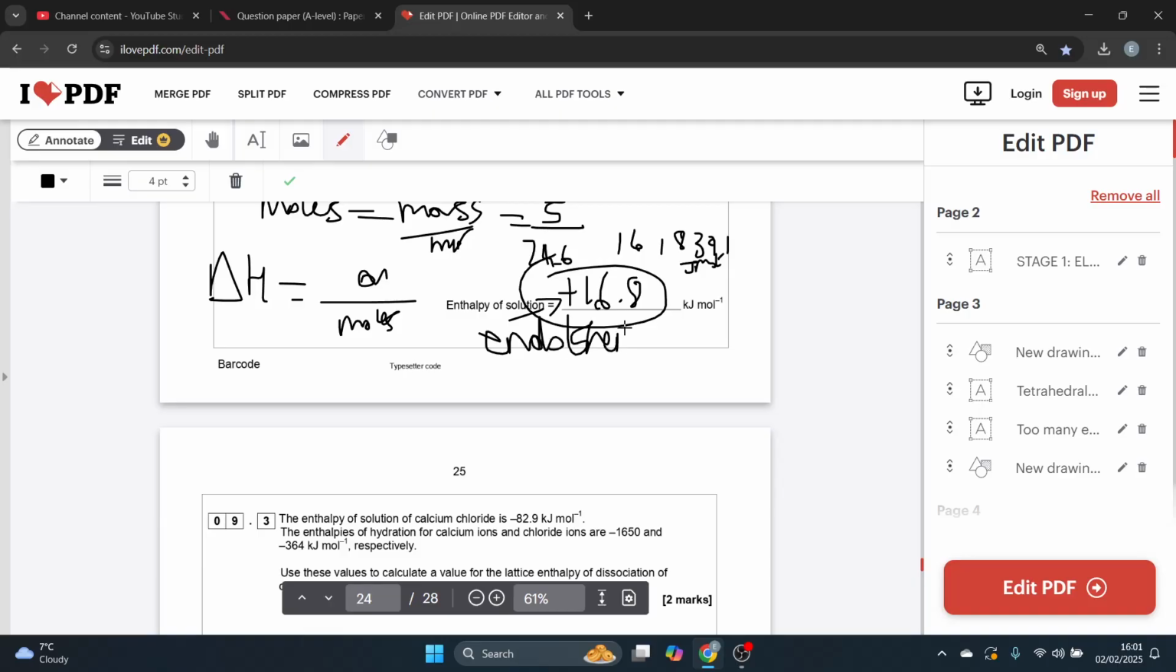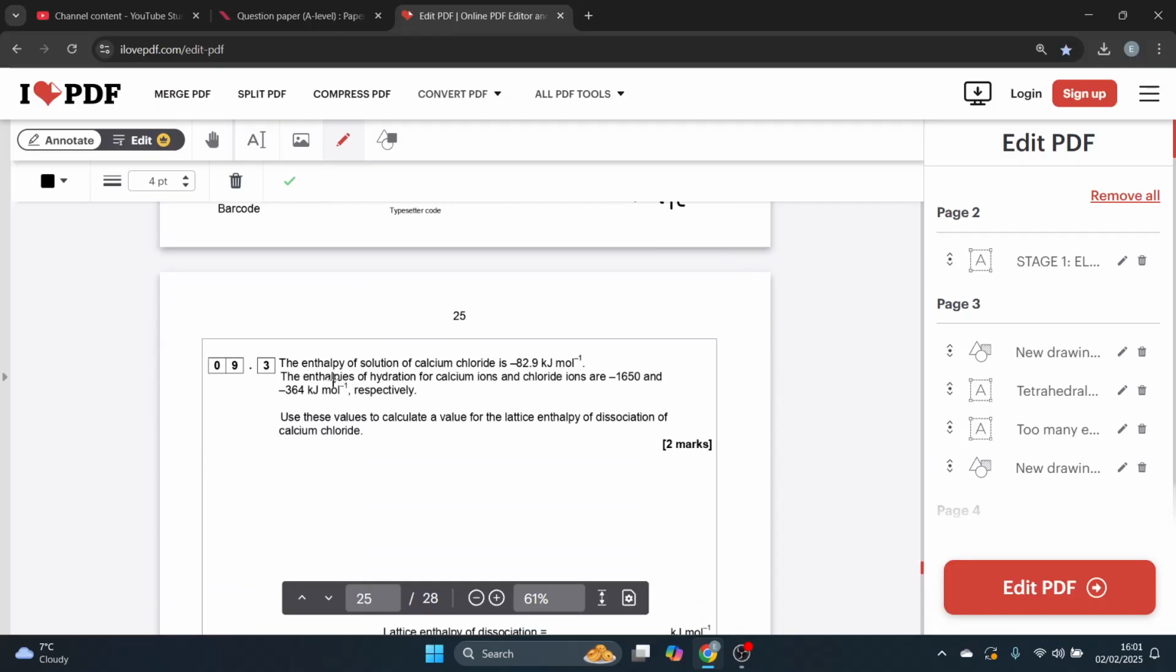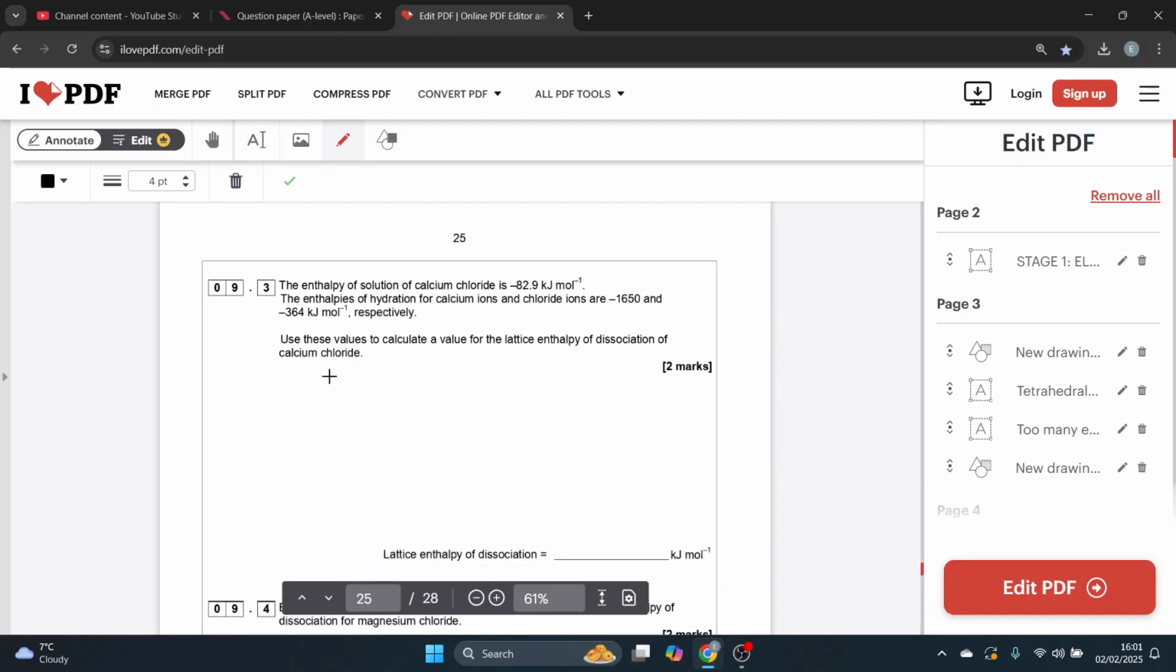Temperature increase from 20 to 40.2, then it'd be negative, exothermic. Enthalpy of solution of calcium chloride is minus 82.9. Enthalpies of hydration for calcium ions and chloride ions are minus 1650 and minus 364 respectively. Use these values to calculate the value for the lattice enthalpy of dissociation of calcium chloride.